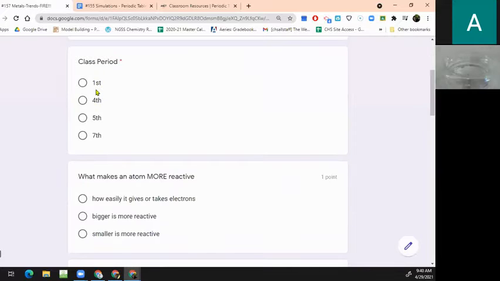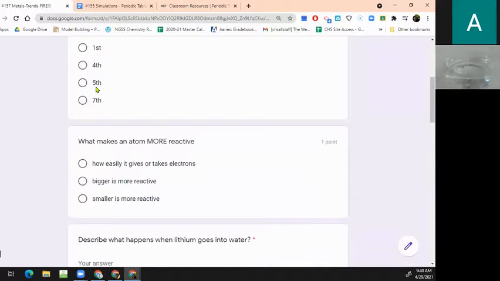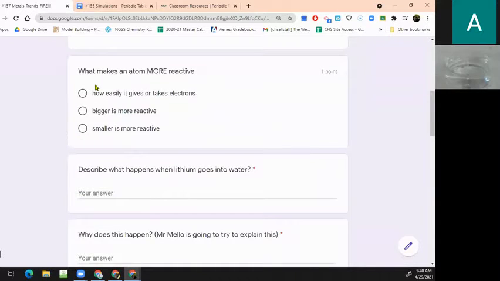What makes an atom more reactive? Cool. So here's what's going to happen. I'm going to go through the questions, then I'm going to move the picture up onto the screen. Yell at me if it feels like I'm not showing the right thing on the screen. Okay, what makes an atom more reactive?